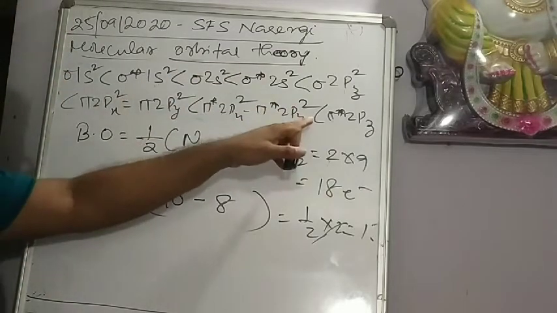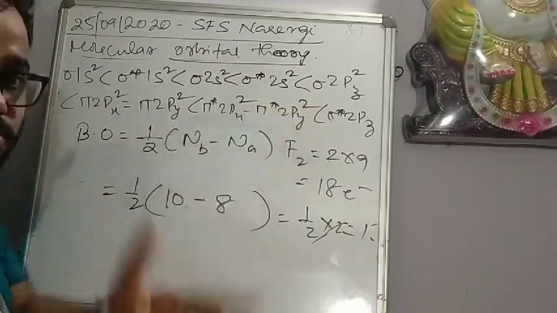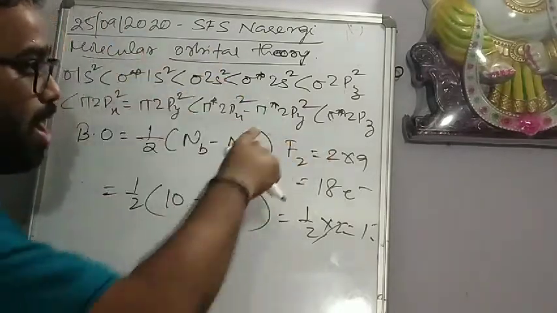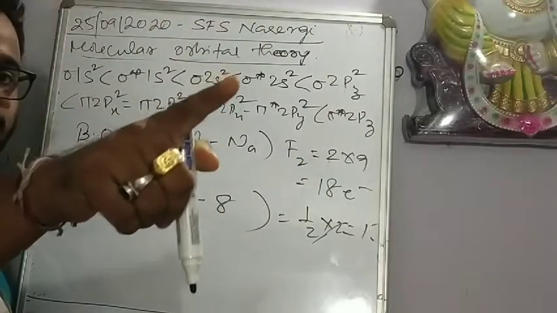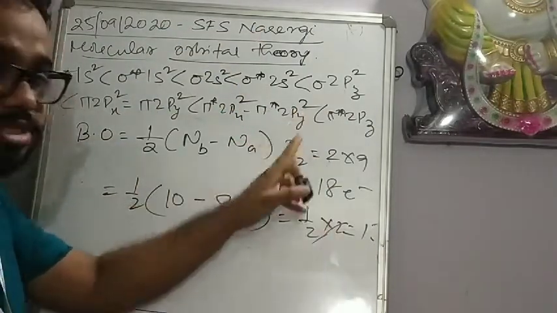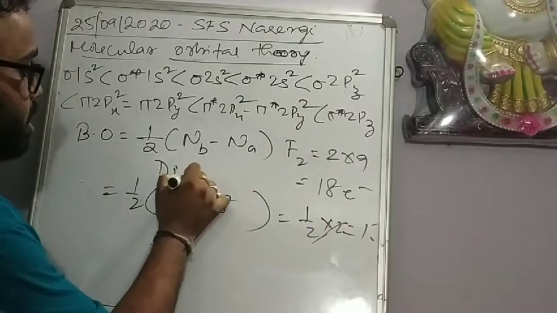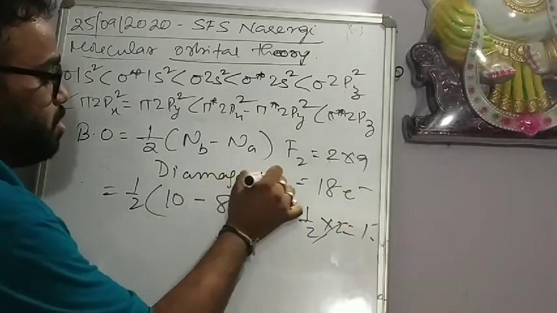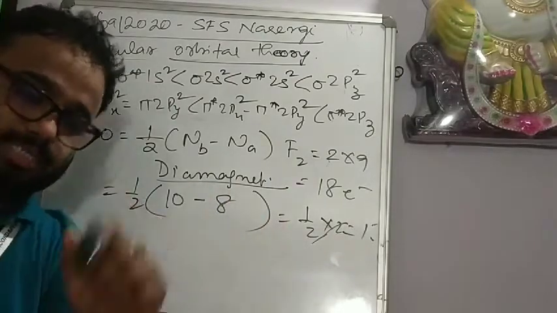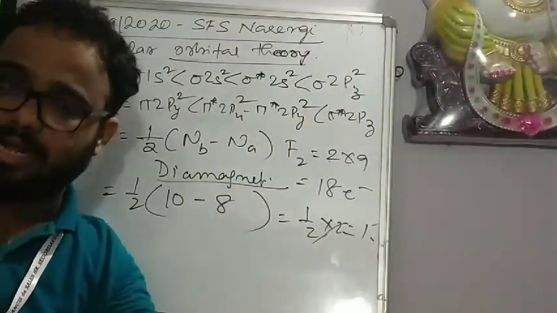Now at last, when I did O2, at last there was only 1 electron. So that will be called paramagnetic. Whenever there is 1 electron at the last, that is called paramagnetic. Here I have 2 electrons, because they are paired, so I will call it diamagnetic. So the bond order of F2 is 1, so 1 bond is there. The bond order of O2 I already did, that is 2.